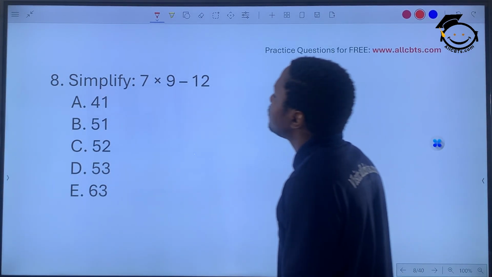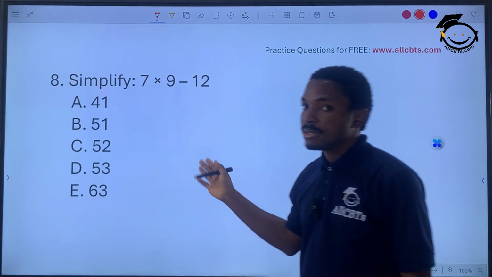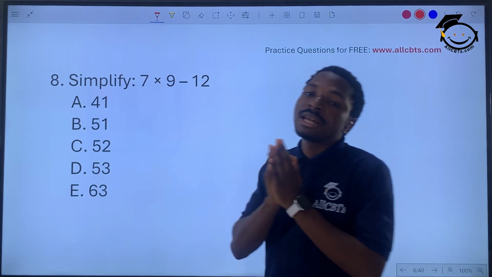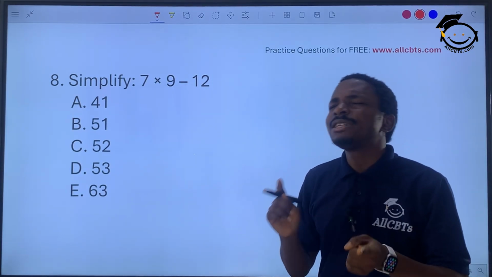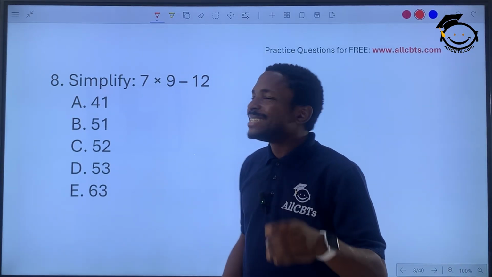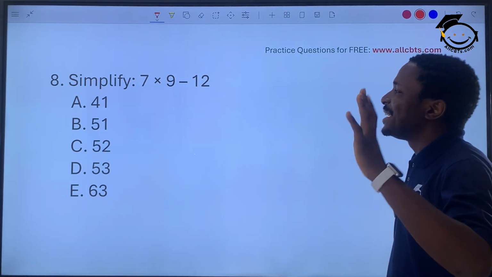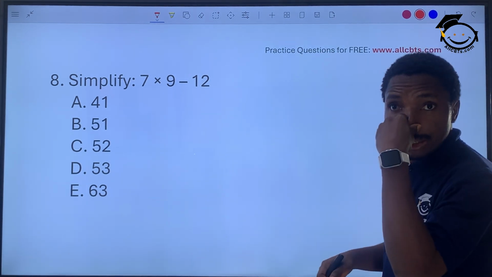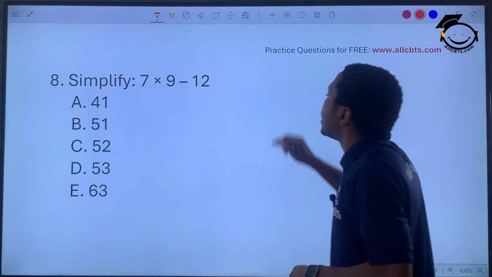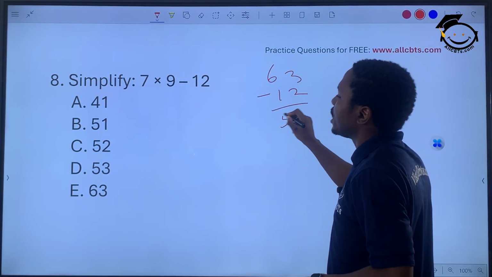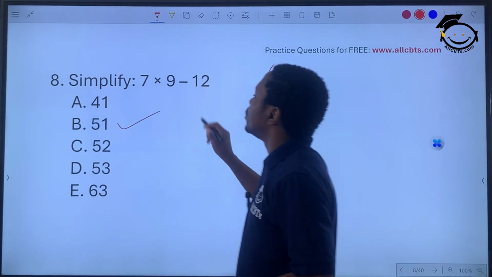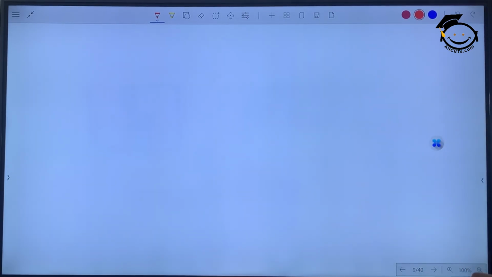Simplify 7 times 9 minus 12. This is a simple one as well. So 7 times 9. 7 times 1, 7. 7 times 2, 14. 7 times 3, 21. 7 times 9 will give us what? That should give us 63, right? 63 minus 12, and we have 51. Are you still there? Question 9.